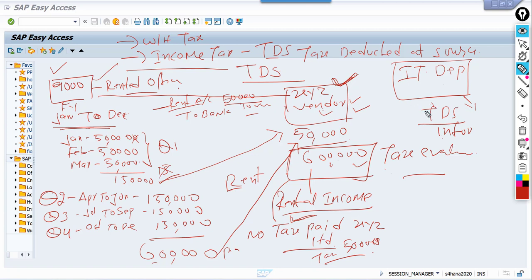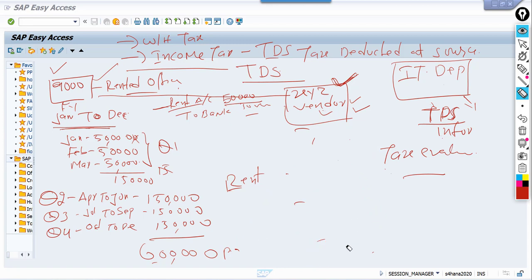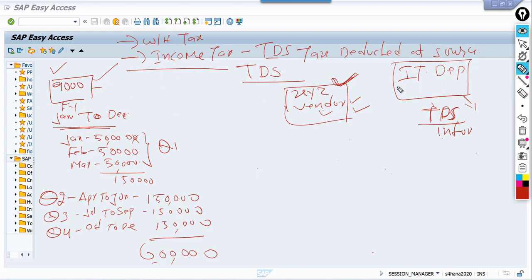What they did, they added this concept TDS, tax deducted at source. So what they are doing here, with the help of TDS, they are going to have complete information about the vendor. That is the concept here. With the help of this TDS, they added an obligation on the payer. Who is the payer here? Payer is 9,000 company code. They added one section, 194I.